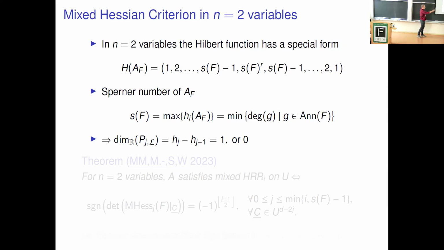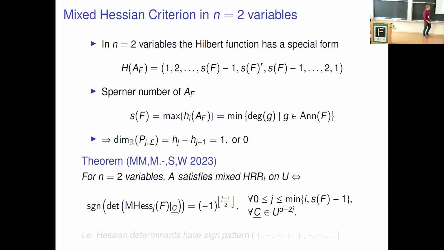And that means that the primitive subspaces in each degree should be either one-dimensional or zero-dimensional. In fact, they should be one-dimensional up to the Sperner number and then 0 after that. So the Sperner number is a threshold. And the one-dimensionalness of the primitive subspaces means that to check the signature, we don't need to compute all the eigenvalues. We can just look at the determinants of the consecutive Hessians.